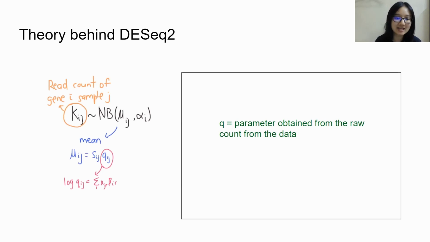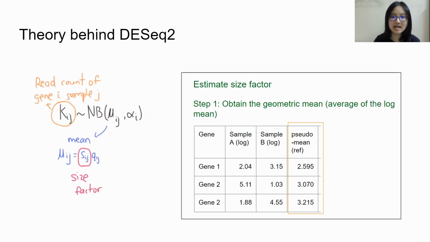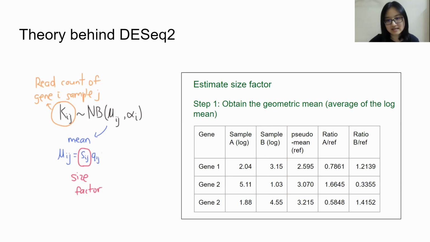Again, it needs two elements. The first is the q here. q is the parameter obtained from the raw count of the dataset, which is something that we fit into the model. Secondly is the size factor. The size factor is something similar to a normalization factor. In order to obtain the size factor, first we need to convert the values into log2 values. From there, we obtain the geometric mean, which is the average of the log values, as seen here.